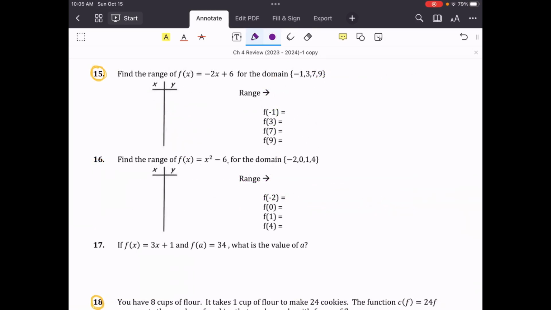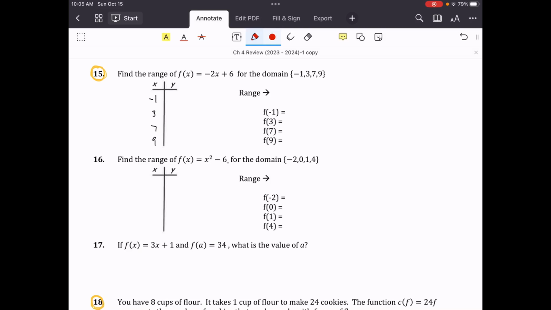All right, so we're going to jump to question 15. It says find the range of f of x equals -2x plus 6 for the domain of -1, 3, 7, and 9. So a lot of this can be done either calculating for every single one of those domain values. It can also be done through the same thing we did with the graphing where you're setting up an XY table or chart. So I'm going to kind of do both at the same time. So -1 is my x, 3, 7, and 9 are also my x's. And I'm going to find my y values or my outputs in this case. To do that, I'm actually going to just evaluate the function -2x plus 6 for each of those values.